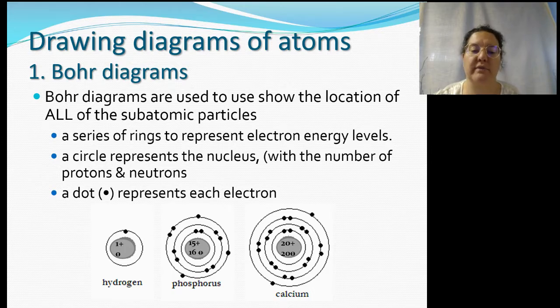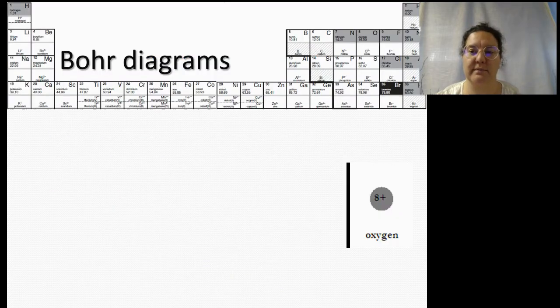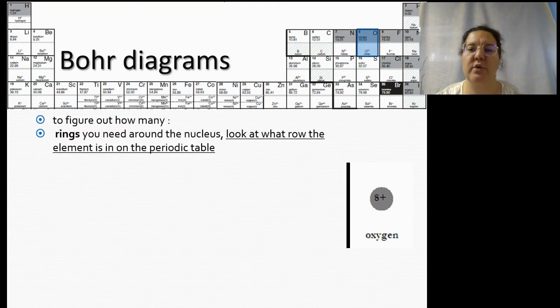So the amount of electron energy levels depends on the amount of electrons in your atom, because each energy level can only hold a certain number of electrons. So we're going to look at the Bohr diagram for oxygen. So to figure out how many rings you need around the nucleus, look at what row the element is in the periodic table.